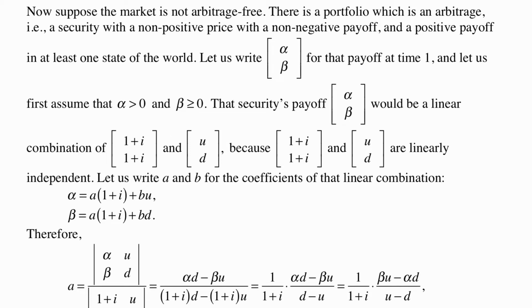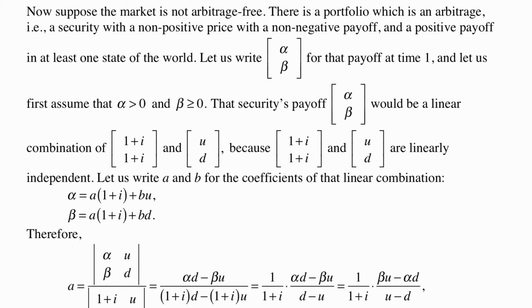There is a portfolio which is an arbitrage, so a security with a non-positive price with a non-negative payoff, and a positive payoff in at least one state of the world. And let us write alpha, beta for that payoff at time 1, and let us first assume that alpha is greater than 0 and beta is greater than or equal to 0. Now you can do it the other way around too, but it really doesn't make any difference. So you can take beta positive and alpha greater than or equal to 0.